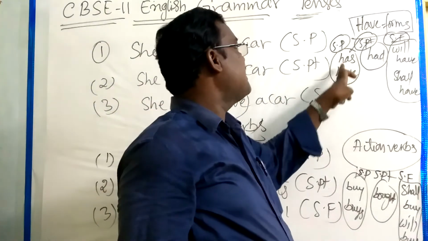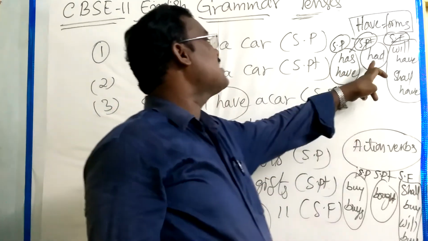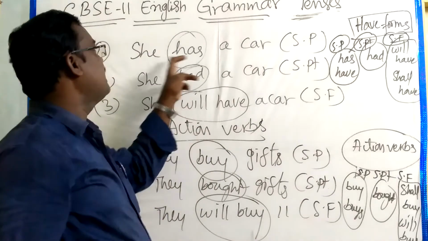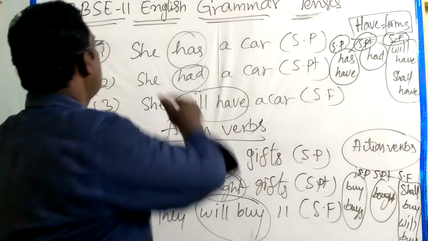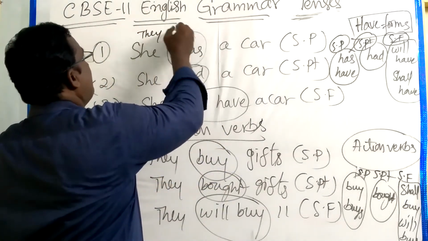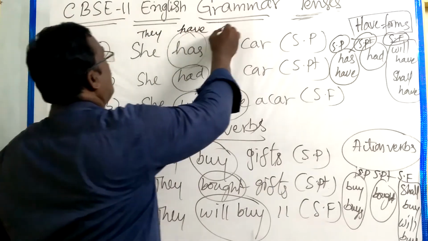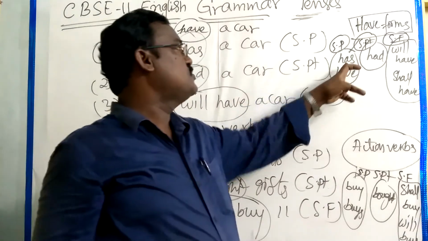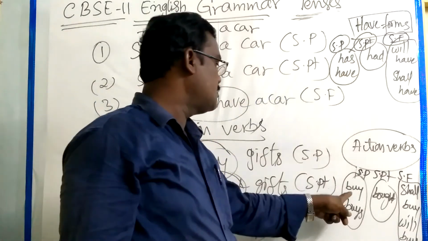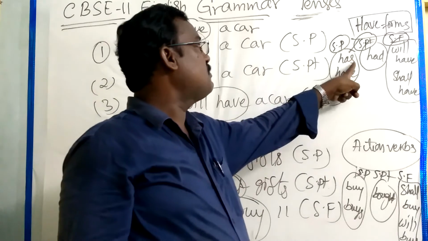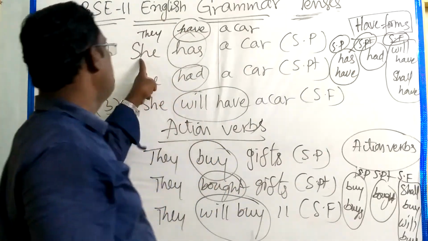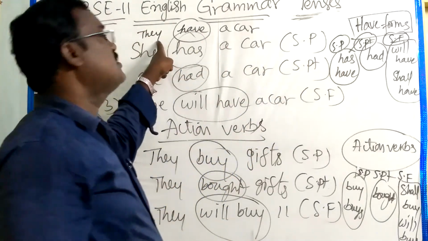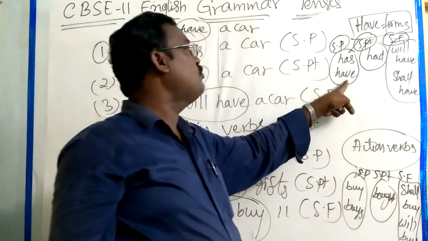Now, have forms: present have forms are has and have, past have form is had, future have forms are will have and shall have. For example, here has is there. What about have? Suppose the subject is plural: they have a car, we can write. That means in present tense two verbs are there. Has is for a singular subject. Singular subject means one. She means one, so has we have to write. They means more than one, so have we have to write.